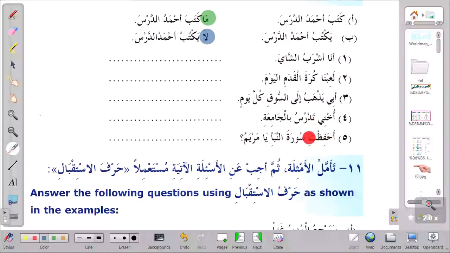Now, ahafizti Surat al-Naba, ya Maryam? Have you memorized Surah al-Naba, Maryam? Okay. So this is past tense, right? Hafiztu. Okay. This is istifham, hamzatul istifham. So this is past tense. So you say ma hafiztu Surat al-Naba. I didn't memorize Surah al-Naba, right? So that is it.